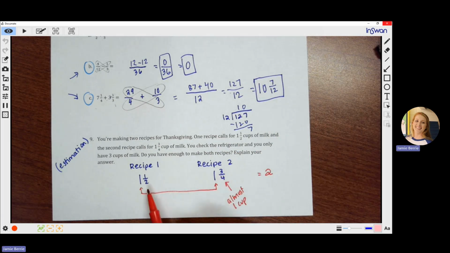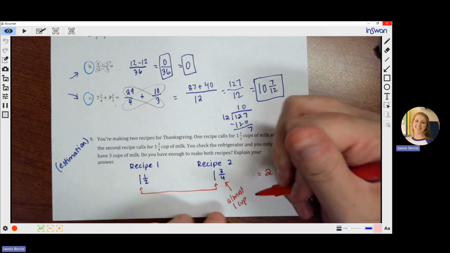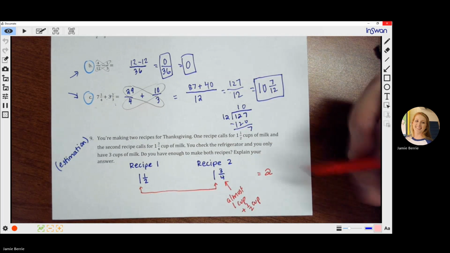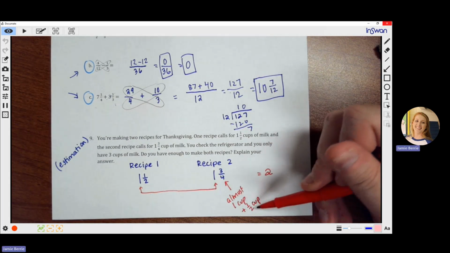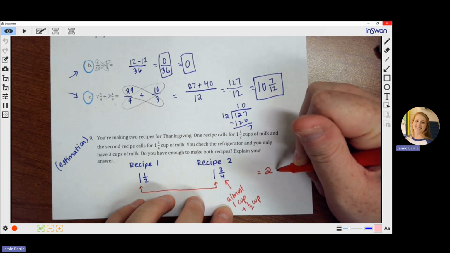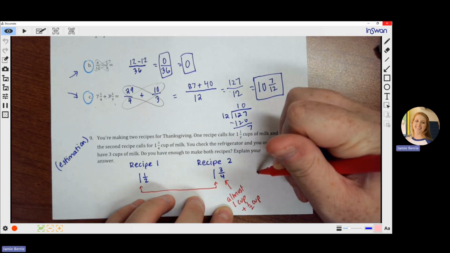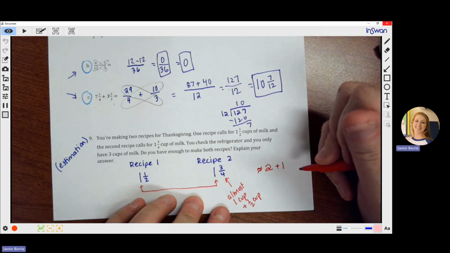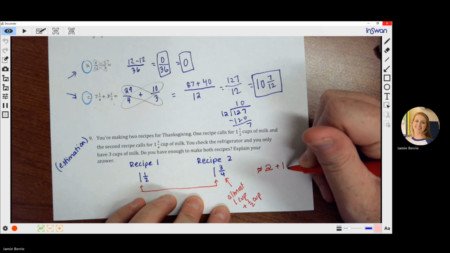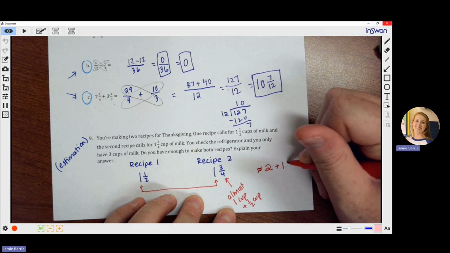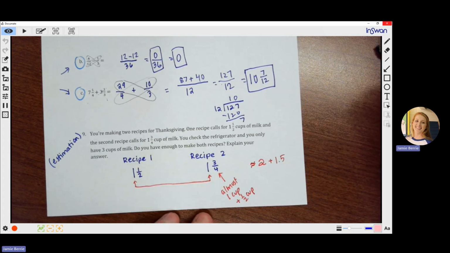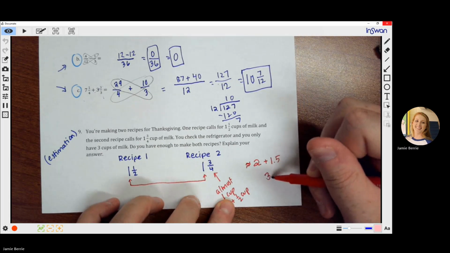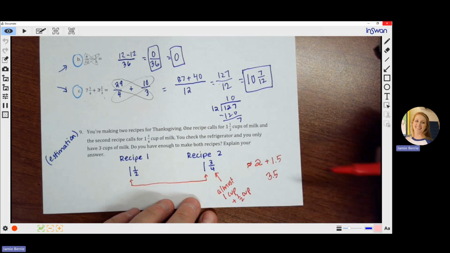In addition to that 3/4 of a cup, I need another 1/2 cup. So I've got almost 1 cup plus another 1/2 cup. So almost 1 cup plus a 1/2 cup, that would be approximately 1 cup. So we're going to say approximately. So we know it's a little over 1 cup. So let's approximate that at 1.5 just to be a little bit more accurate. We're definitely not going to have enough milk, because we're already at 3 1/2 cups of milk and we were just approximating.